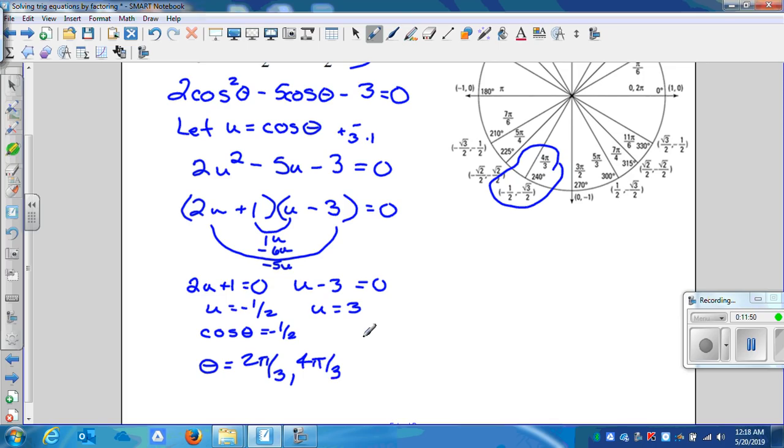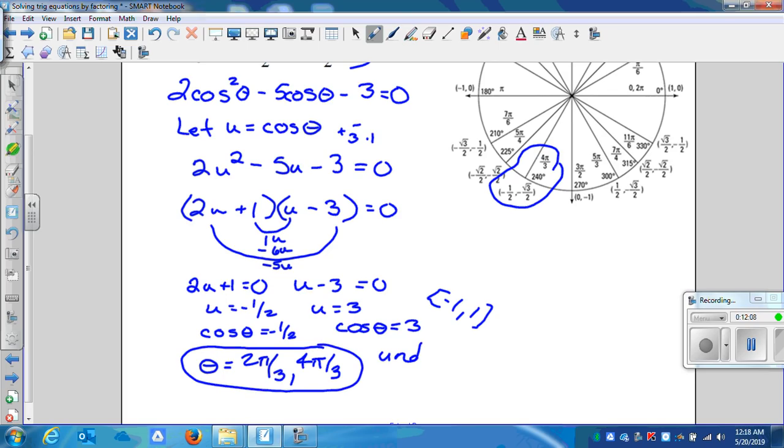Now for the second portion of the problem, the cosine of theta equaling 3 is undefined because once again we have a restriction of negative 1 to 1 for our ratios. So this section is undefined. So your two solutions are 2 pi over 3 and 4 pi over 3.